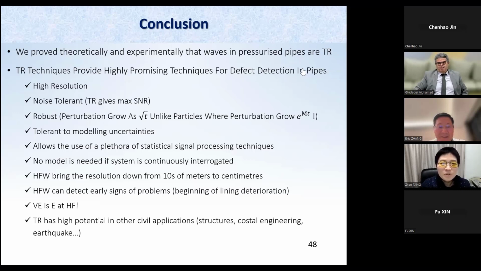Okay, thank you, Professor Mohammed, for your wonderful lecture. Professor Mohammed introduced the TR research and its application in water infrastructure. I hope we all can do further profound thinking and research in the light of your views and ideas.